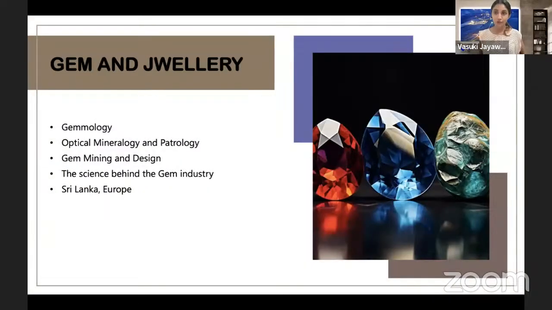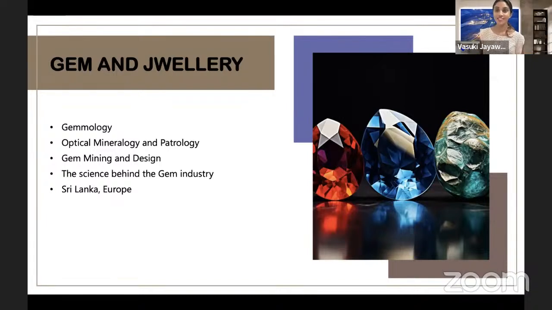And then the fourth focused area, gem and jewelry. Here you are going to learn a lot of things about gemology, and then optical mineralogy and petrology, and then gem mining and design. So I must say, the gem industry is a different industry itself. It is an industry that belongs to mining, but it has its own perks. It has its own pros and cons. So this industry is evolving in a completely different way.